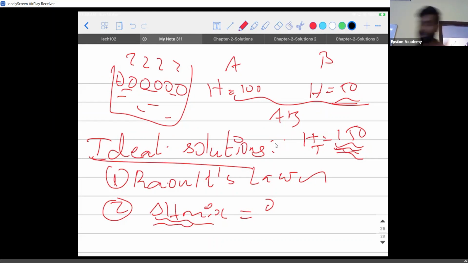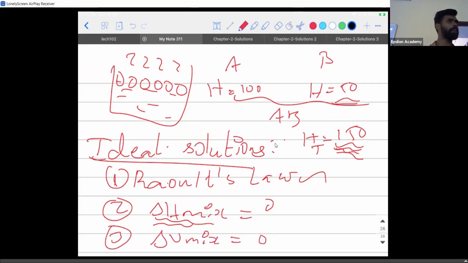Okay, right. Third condition is delta V mix is 0. That is, volume of mixing should be 0. Now how will I do it? Say same example we can take, right?